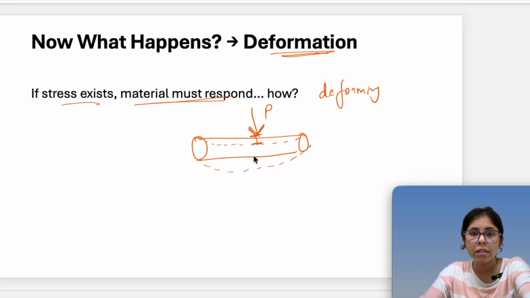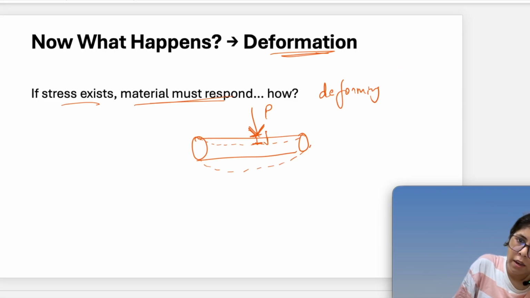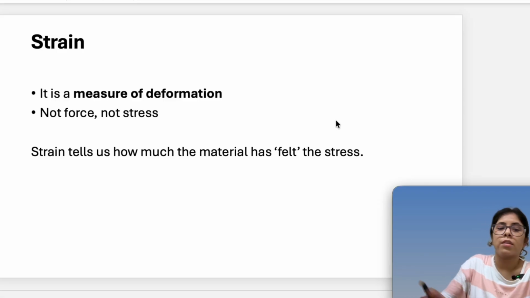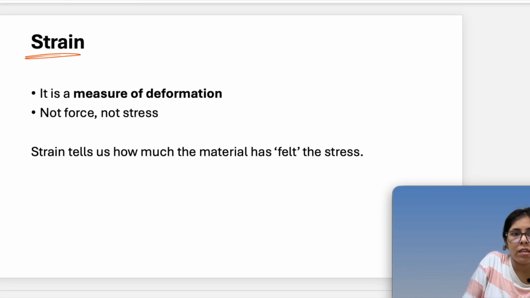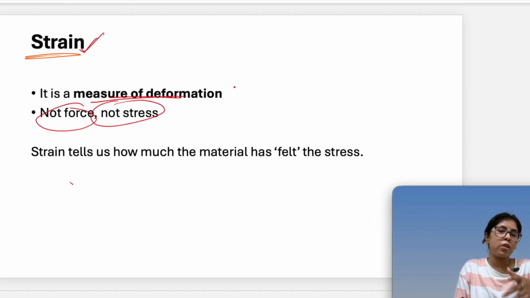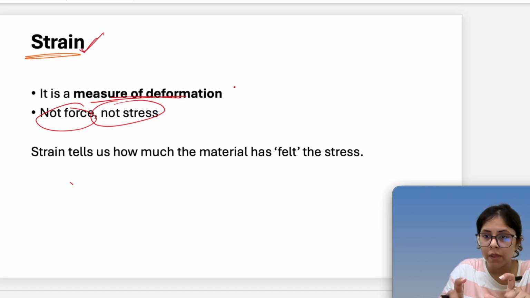Now, how do we calculate this deformation? For this, there comes another term, which is strain. So for this, we came to strain. What is strain? Strain is nothing but a measure of deformation. How much deformation is there, we'll be measuring with the help of strain, and it's not a force, it's not even stress. And one more thing, stress cannot be measured directly, but strain is visible.